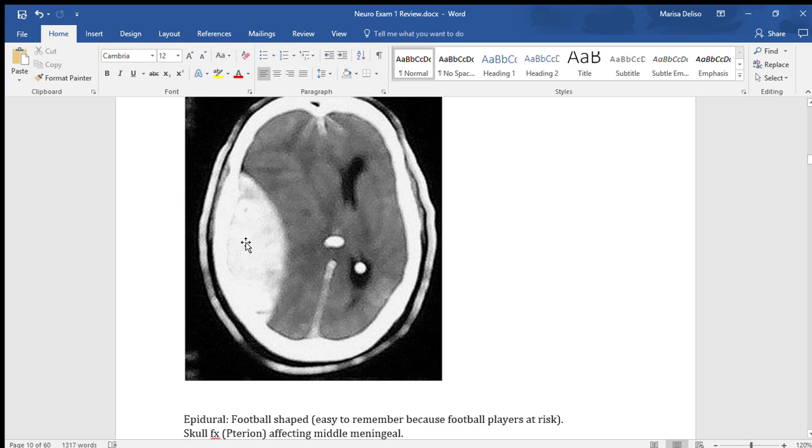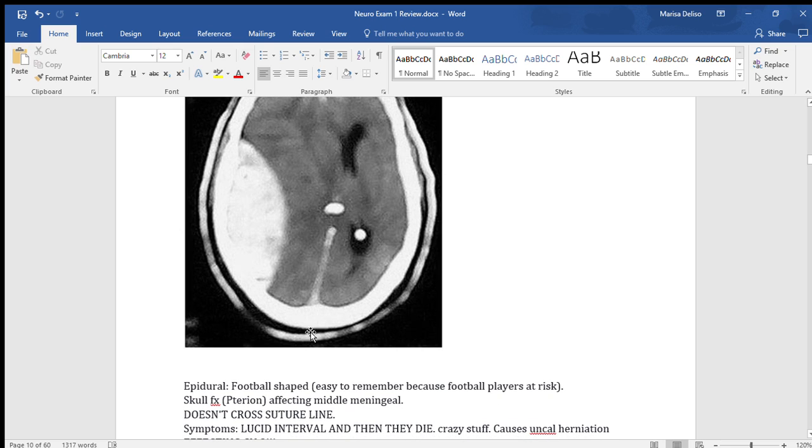I know that because of the bone here, and then I can see the fatty layer on the outside, and I see this football-shaped hemorrhage. I know that's going to be an epidural hematoma, right? It's football-shaped, easy to remember because football players are at risk. I have a lucid interval here, so literally the presentation is a football player gets smashed in the head, kid gets up, no problem, 2 hours later, dead. Very sad, very traumatic. Really important here, it does not cross the suture line, right? We can see it's nicely encased here.